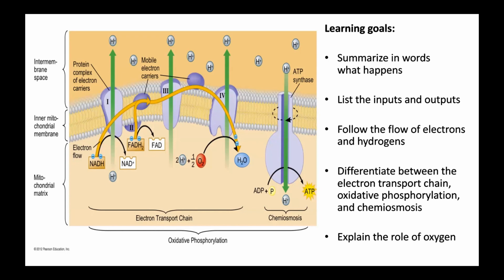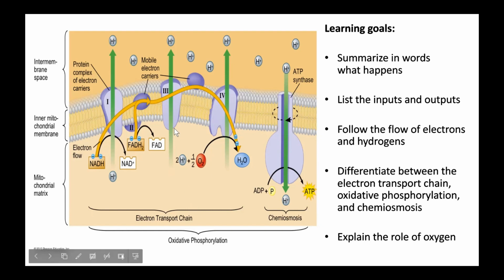Here is oxidative phosphorylation, and our learning goals are to summarize what happens in words, list the inputs and the outputs, follow the flow of electrons and hydrogens, and then differentiate between the electron transport chain, oxidative phosphorylation, and chemiosmosis. These 3 words are kind of used all similarly, but they're all different, and I want us to be able to tell the difference between them. And then lastly, explain the role of oxygen. We know that oxygen is really important. We need to be breathing it to stay alive, but what does it actually do?